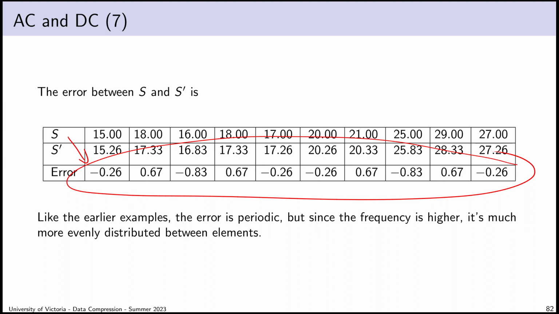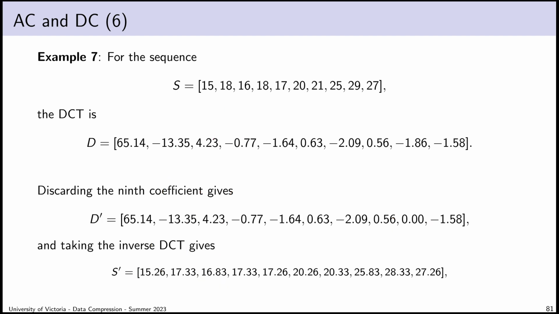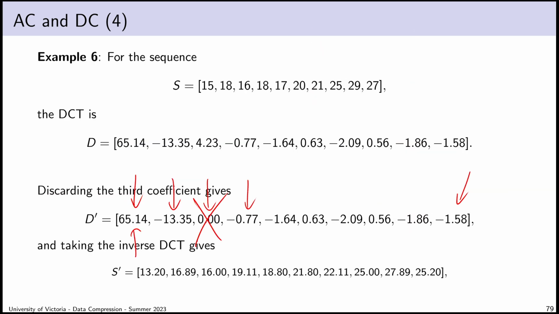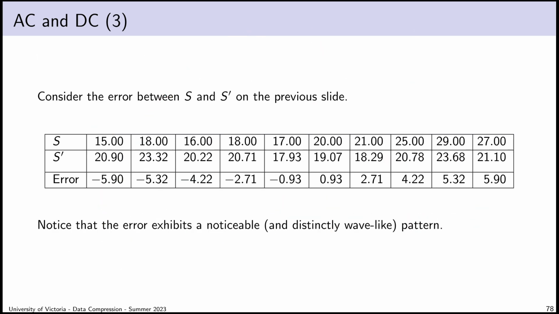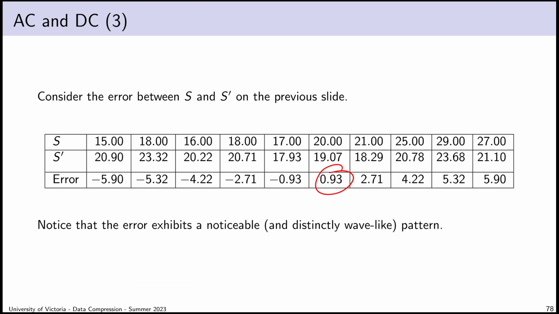But the reason why deleting these higher frequency components is that helpful isn't because the higher frequency components are less important per se. It's because when I delete the high frequency component, the error gets distributed very evenly between things. Whereas if my error corresponds to a low frequency component, well then some of my data points, so here's the one where I deleted the second coefficient, some of my data points have low error and some of them have huge error. And that's because the error corresponds to this waveform and the waveform has a low frequency. So it's moving very slowly.